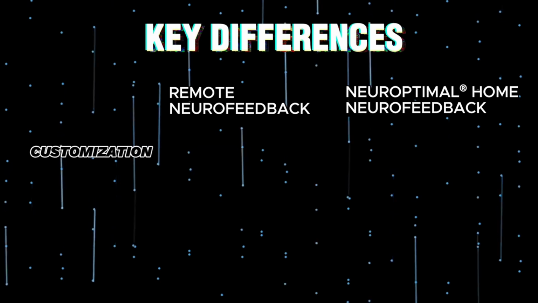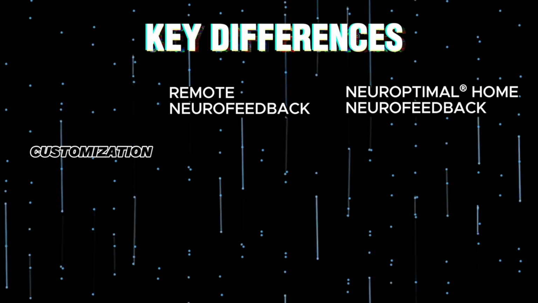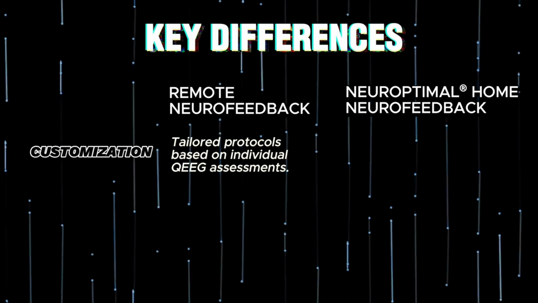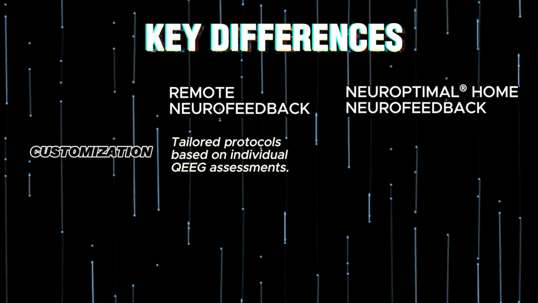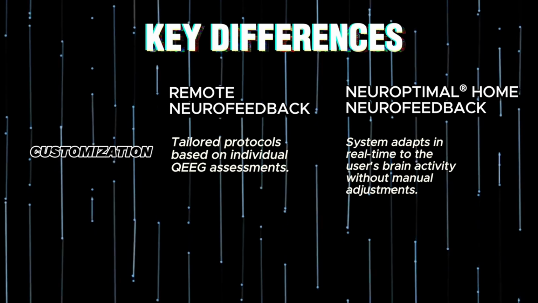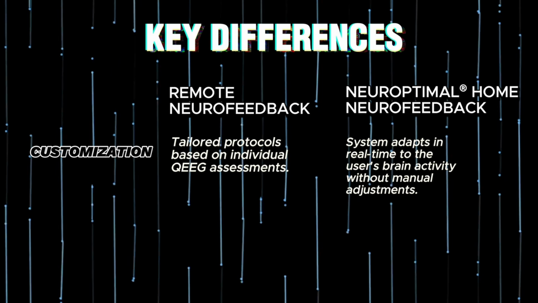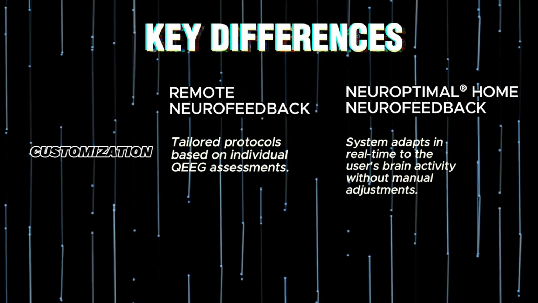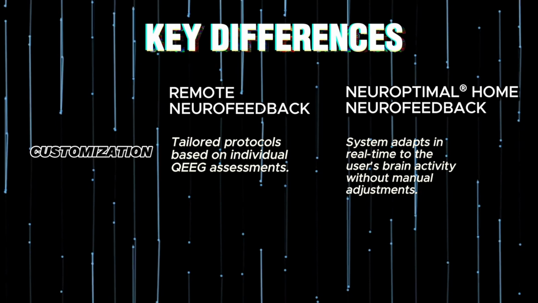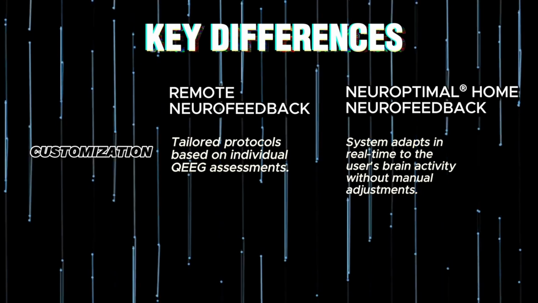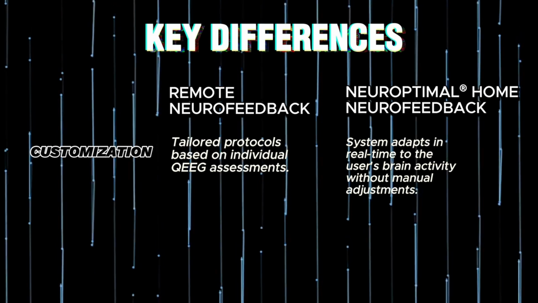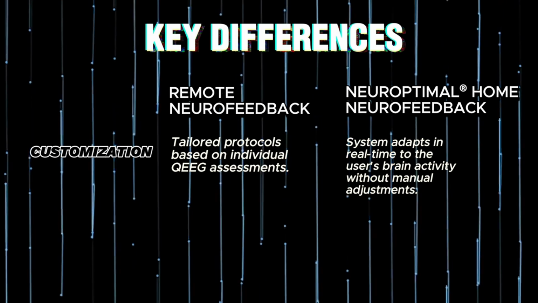So again, what about the customization? So the tailored protocols are based on that QEEG assessment, and the system adapts to changes based on what the trainer does. With the NeurOptimal system, there is constant adjustments millisecond by millisecond, because it's responsive to how the brain is functioning in the present moment. So it's a little bit more user-friendly. You don't have to worry about the hookup, because there's line denoising, so any environmental hertz frequency in the environment is identified and disregarded with the NeurOptimal system.